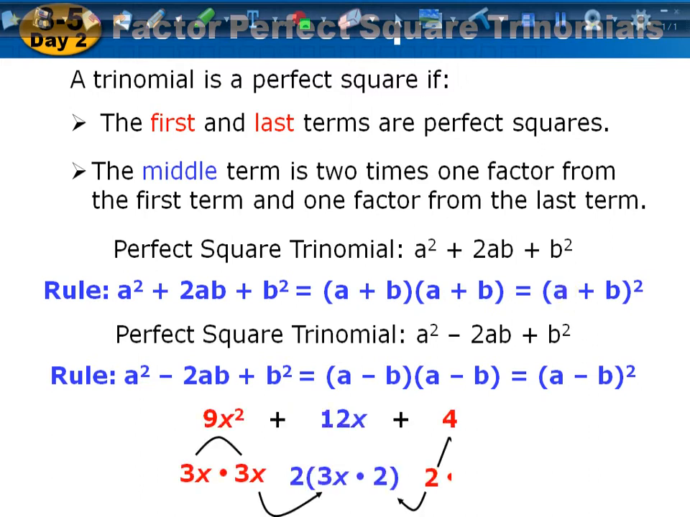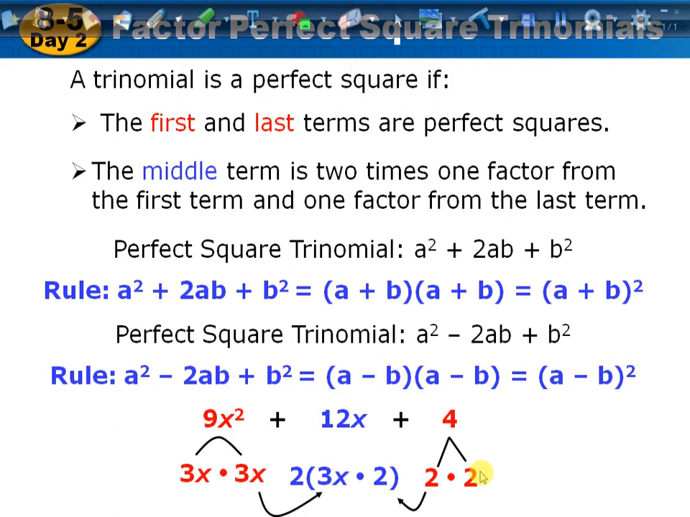Here's an example of this. Again, you do not have to write this example down. We just want to let you see how this is going to work. Your first term has to be a perfect square, and 9x squared is a perfect square, so is 4. So I can split 9x squared down into 3x and 3x, and 4 down into 2 and 2.